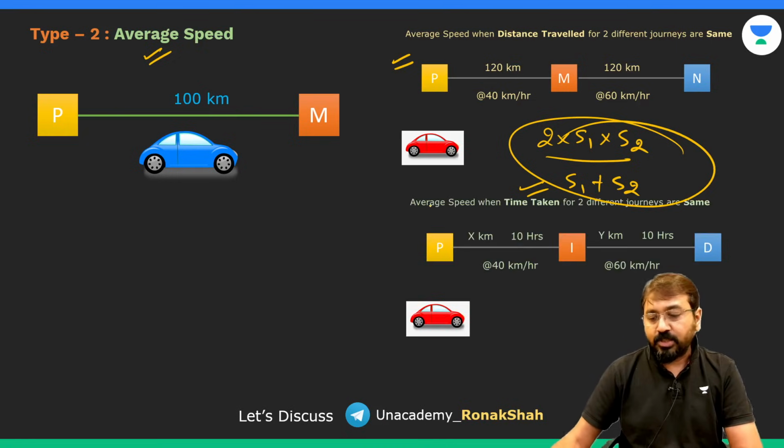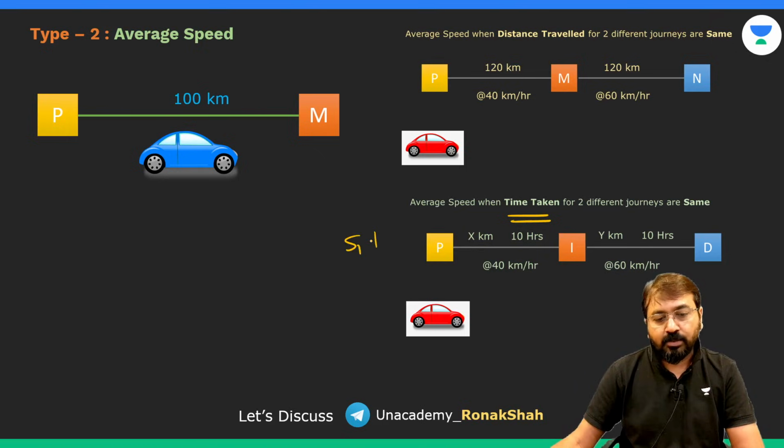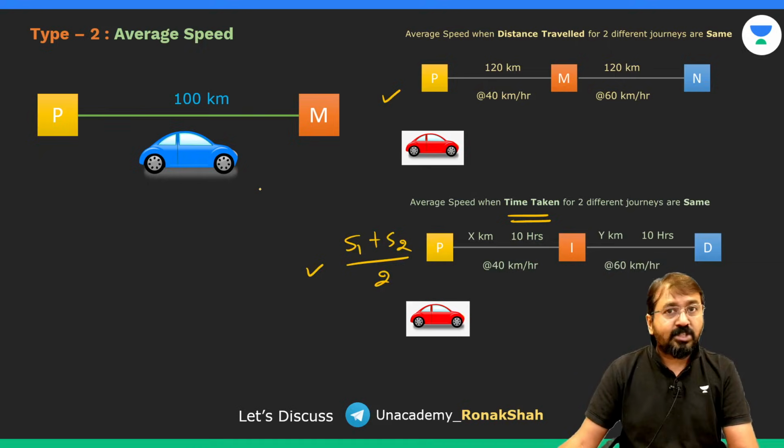And the second situation is when the time taken for two different journeys is the same. In this case, average speed will be straight away S1 plus S2 by 2. Let me just write over here S1 plus S2 by 2. So just remember these two special cases of average speed.